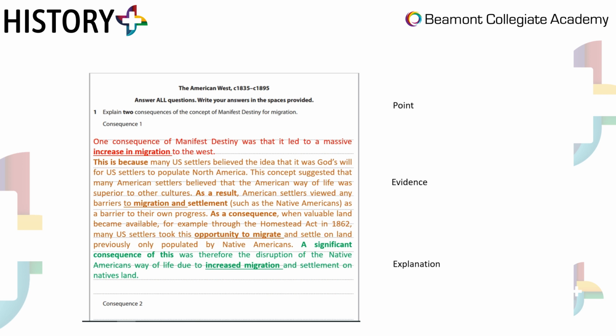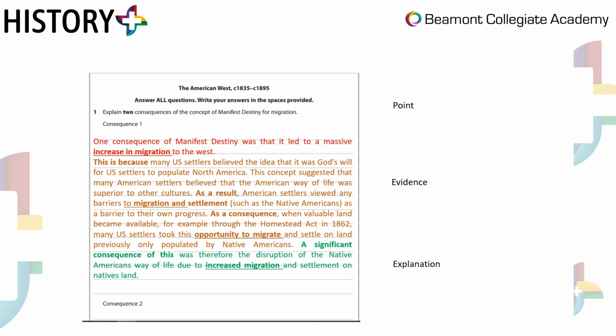This is because many US settlers believed the idea that it was God's will for US settlers to populate North America. This concept suggested that many American settlers believed that the American way of life was superior to other cultures. As a result, American settlers viewed any barriers to migration and settlement, such as the Native Americans, as a barrier to their own progress. As a consequence, when valuable land became available, for example through the Homestead Act in 1862, many US settlers took this opportunity to migrate and settle on land previously only populated by Native Americans.